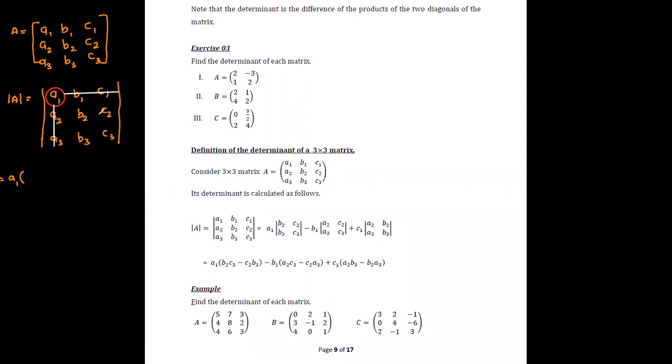Therefore, if you identify the determinant of the remaining quantity, it will be equal to B2 C3 minus B3 times C2. This is what we have obtained here. Once we cut off the first row with the first column, we have to take the determinant of the remaining quantity. It is simply taking the difference of the products of the remaining diagonals.